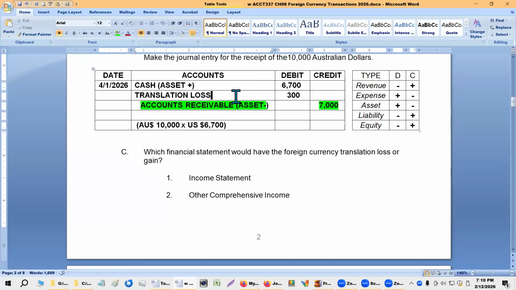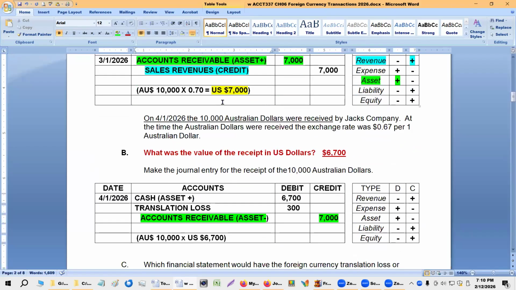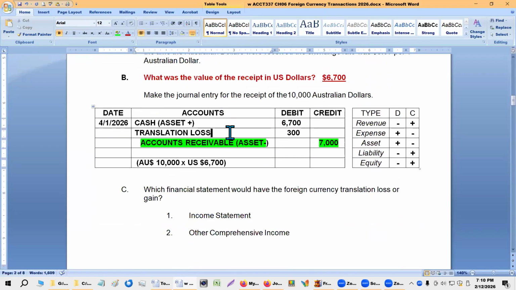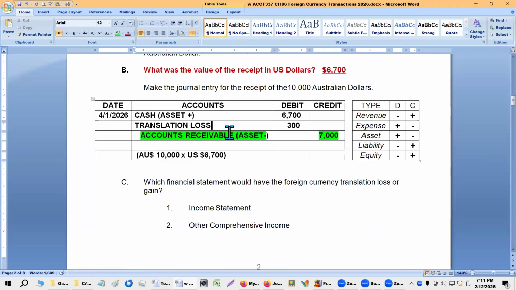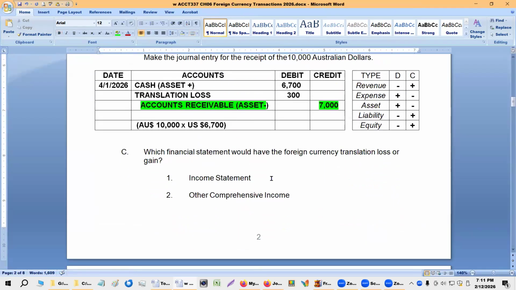Yeah, all right. So, translation loss. I thought it was going to be transaction. I'll tell you why, because these are actually transactions, but I guess it's the translation into US dollars that they're getting at. Where would they go? They go on the income statement. This is just regular business stuff.